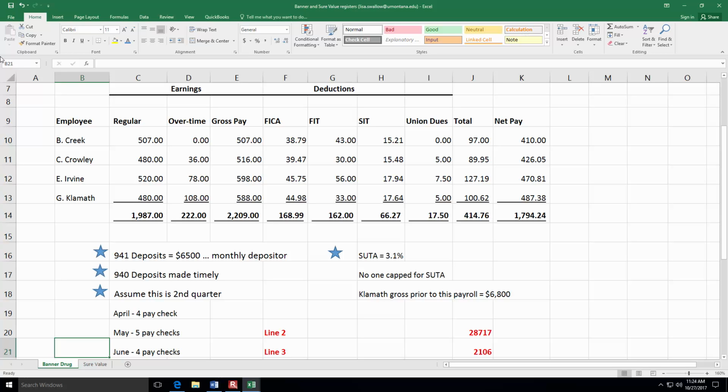Okay, so you're just taking the gross pay times the number of paychecks in a quarter, which how many are there? 6.